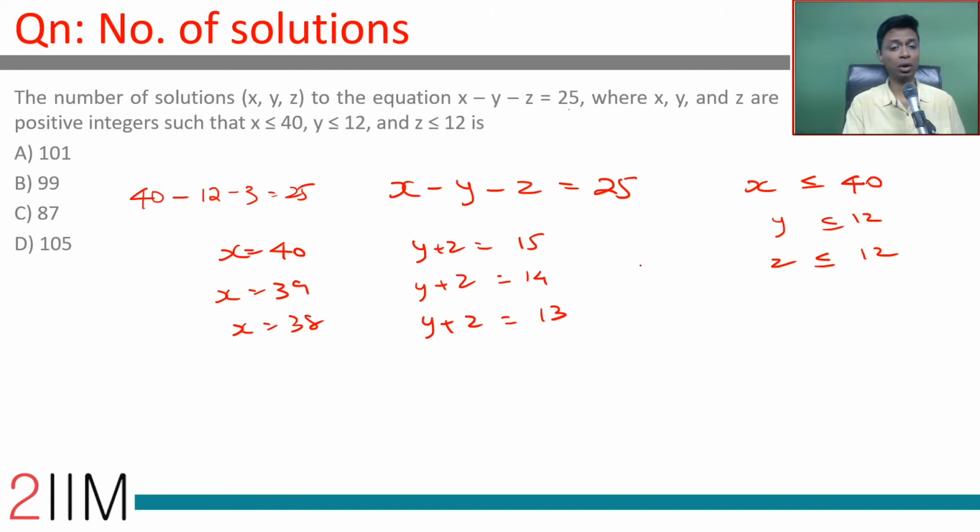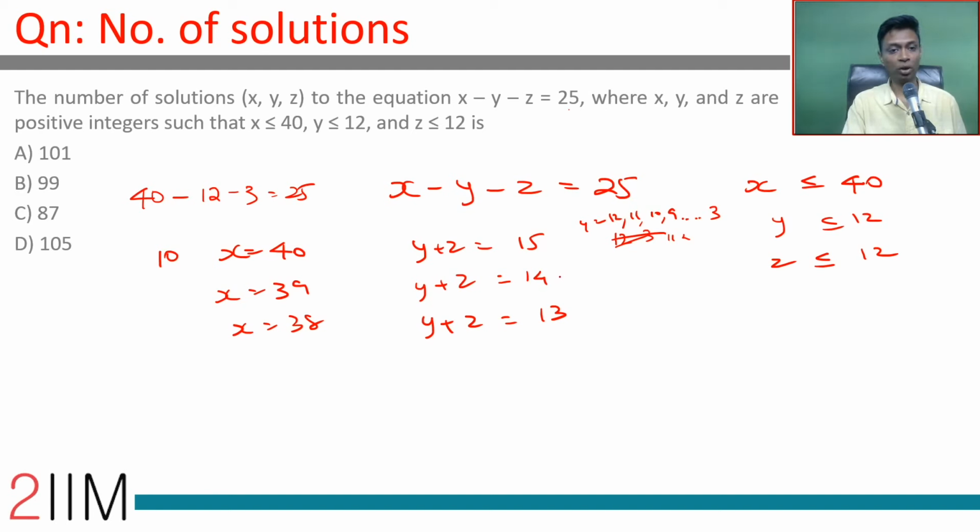We can take individual values for X and then find the number of possibilities for Y and Z. If Y plus Z equals 15, Y is less than or equal to 12. So Y could be 12, Z could be 3, and then we have 11, 4. So Y can take values 12, 11, 10, 9, all the way till 3, and Z can take the corresponding other values. From 12 to 3, this is a set of 10 values. When X is 40, Y plus Z equals 15, there are 10 possibilities.